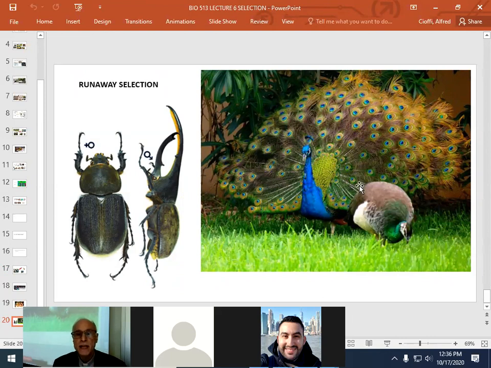And it's not only fixated on the tail, the number of eyes that are displayed on that tail, but actually the actual display of the tail. So the male has to raise its tail and flare it and wiggle it, in a fashion to attract the female. And so that is extremely expensive for the male, energetically speaking, to do all that, all right?